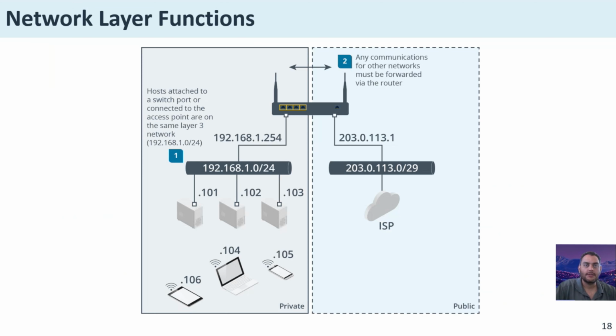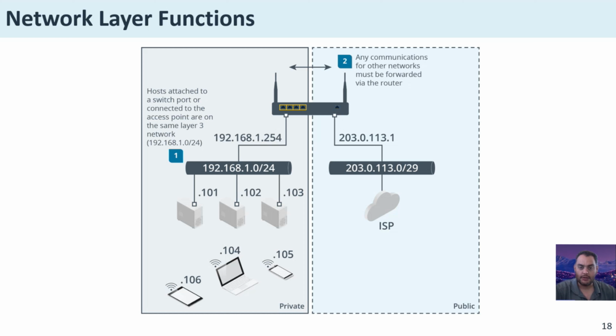Network layer functions. At layer 3, the network layer, the routing part of the SOHO router makes forwarding decisions between the local private network and the public network, as well as the internet. These zones are distinguished by internet protocol IP addresses. Highlight that first paragraph I just mentioned.